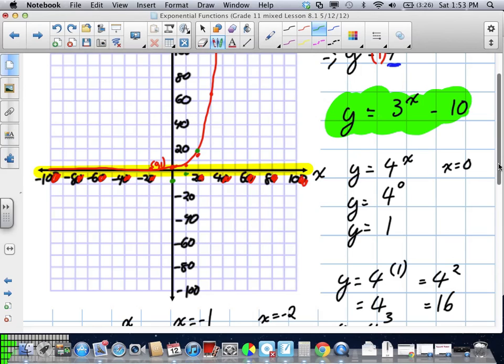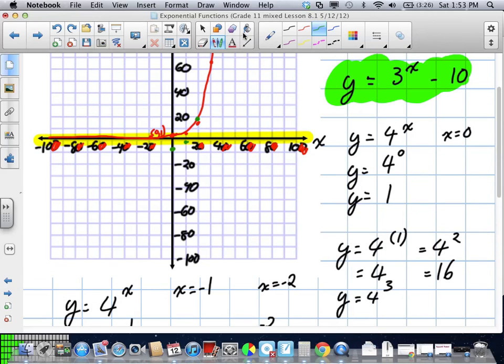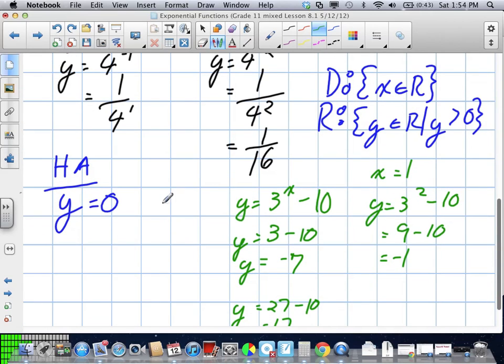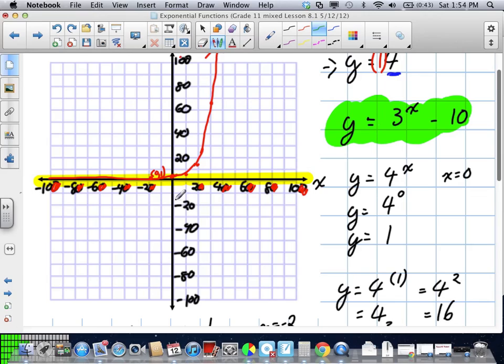Oh, sorry, I did make a little error here plotting these points. Take a look at the points I put. I actually put them in the wrong spots here. My first point, 3 to the power of 0, which is our y-intercept, I only did 1. It should have actually been 1 minus 10. Should have given me negative 9, right? Negative 9, negative 7, negative 1. So we should have been at negative 9, negative 7, negative 1.